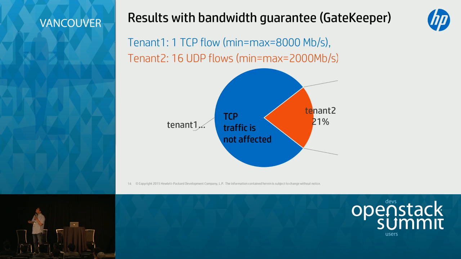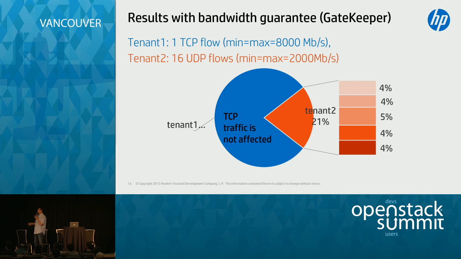Okay, I'm going to show one result based on our Gatekeeper implementation on OpenStack. We're going to set 8 Gbps as minimum and maximum bandwidth for the blue tenant, and we're going to set 2 Gbps as minimum and maximum bandwidth for the red tenant. As you can see in the pie chart, the blue and red tenants share this bandwidth based on the given bandwidth guarantee. And because there are 5 compute nodes, Gatekeeper equally assigns the available bandwidth for each compute node.